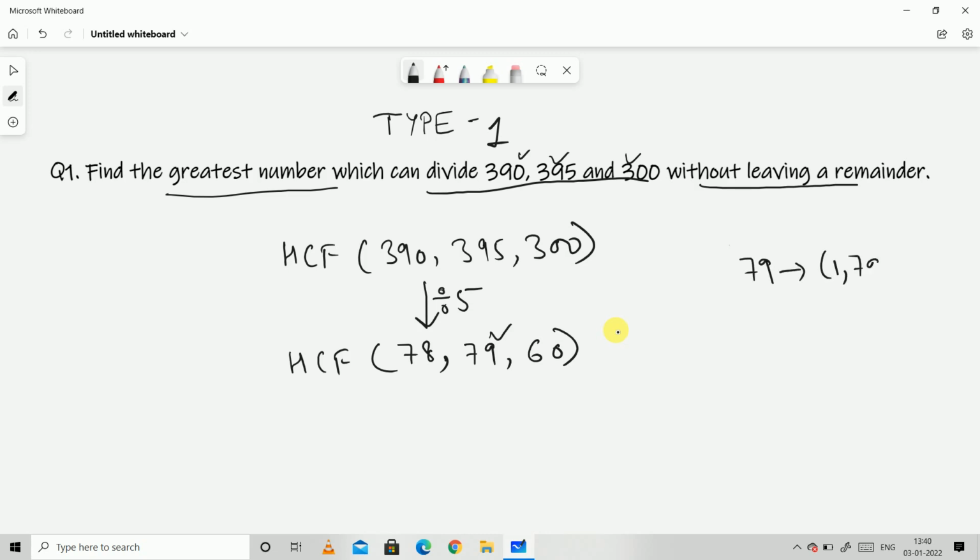1 and 79 only. Therefore the only common factor between 78, 79 and 60 is going to be 1, because 79 is prime. It cannot have any other factor other than 1 and 79. And 60 and 78 also won't have 79 as their factor. So the only common factor among all three of them will be 1, right? So the HCF of 78, 79 and 60 is 1.